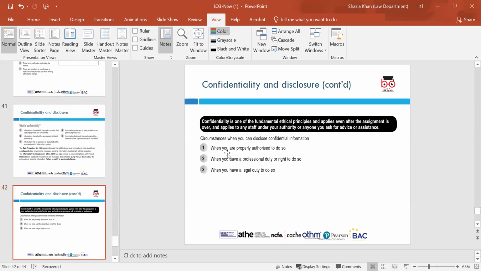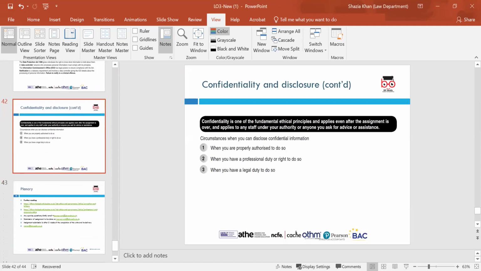Confidentiality and disclosure carried on. Confidentiality is one of the elements of ethical principles, which I've just mentioned, and how important it is. Circumstances where you can disclose information are things like when you are properly authorized to do so, when you have a professional duty or the right to do so, or when you have a legal duty, then you may be able to disclose it.